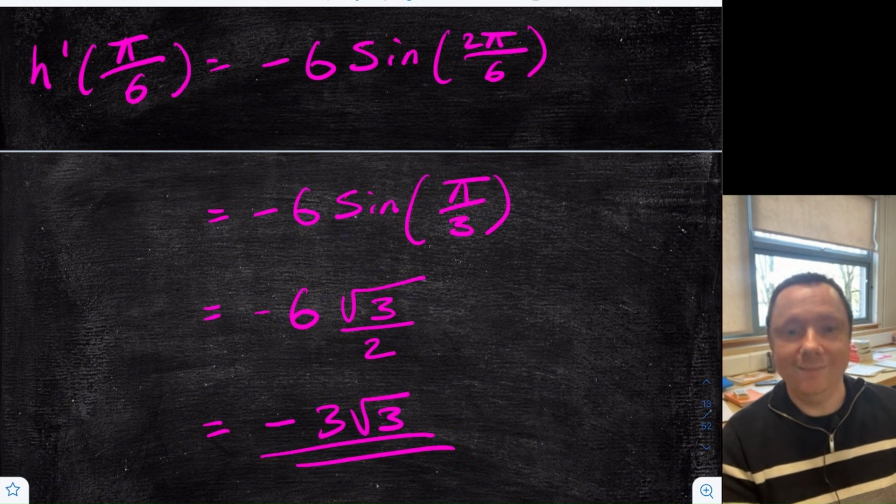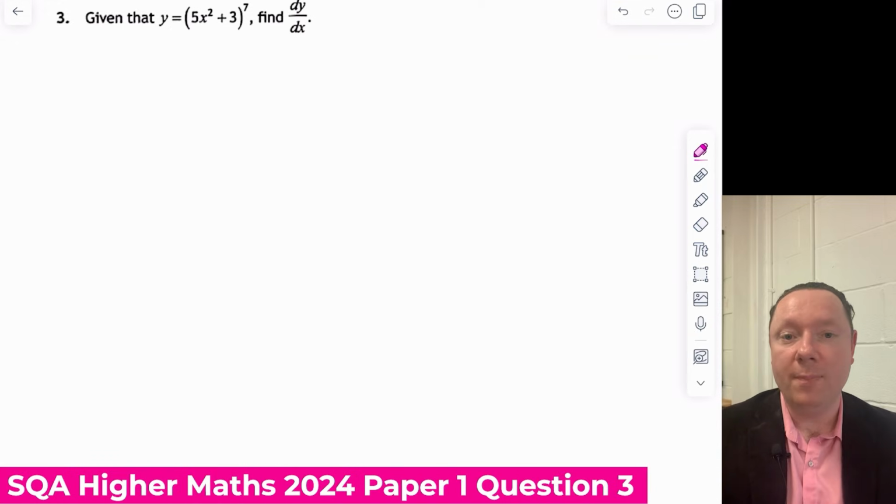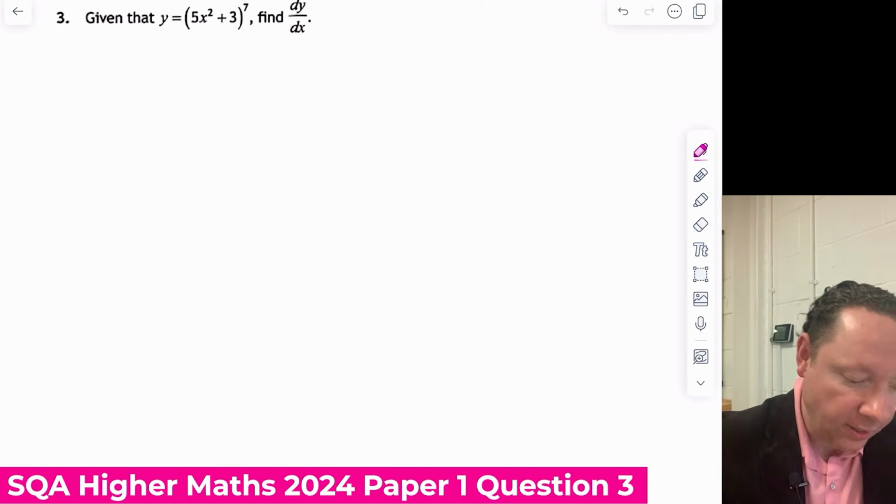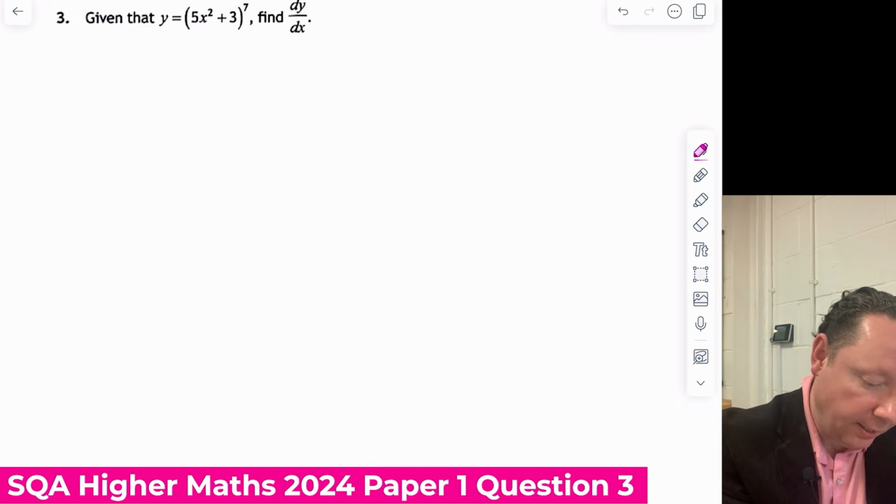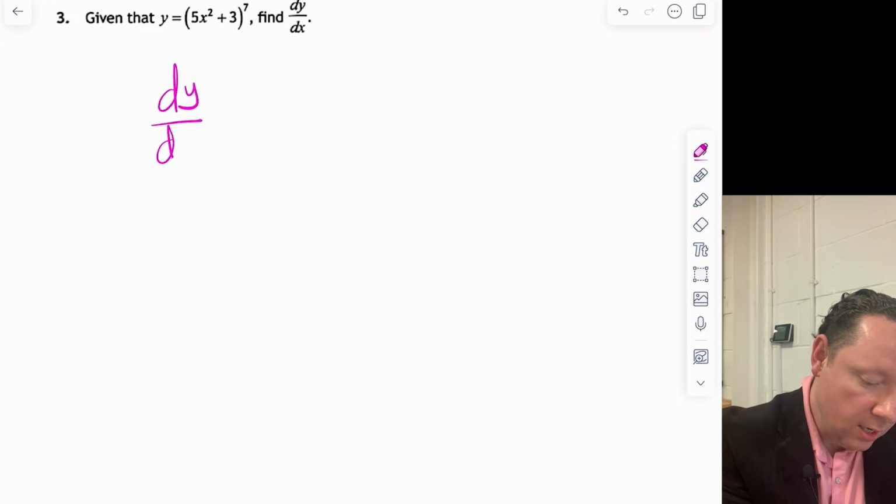And we're done there. SQA Higher Maths 2024, paper 1, question 3. y is 5x squared plus 3 to the 7, find dy by dx. So this is the chain rule. So dy by dx equals, I'll take the 7 down, leave the function alone, 5x squared plus 3, and take 1 away for power, that's 6.